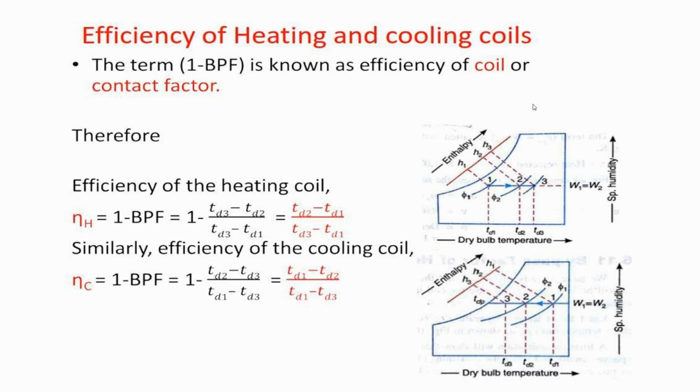Now, similarly, we will see the efficiency of a heating coil and cooling coil. The efficiency of a heating coil is denoted by eta h, which is (TD2 minus TD1) upon (TD3 minus TD1), and the efficiency of a cooling coil is (TD1 minus TD2) upon (TD1 minus TD3). So basically, we have to subtract the bypass factor from 1, and we will get efficiency. Efficiency and bypass factor we are calculating as a fraction, so the value ranges from 0 to 1.